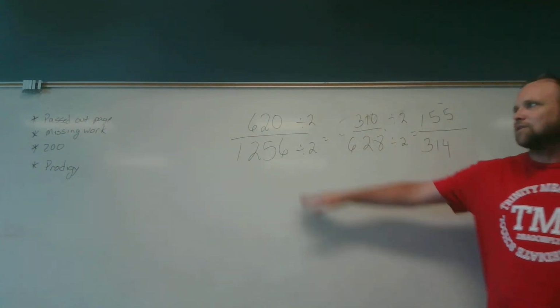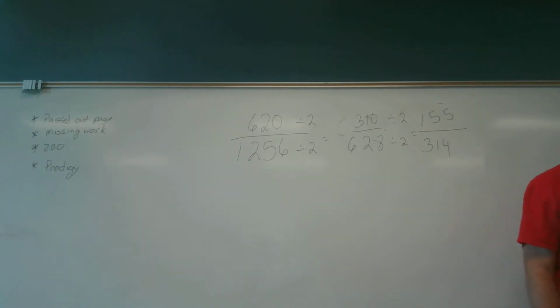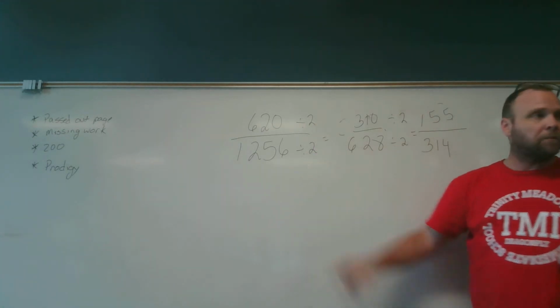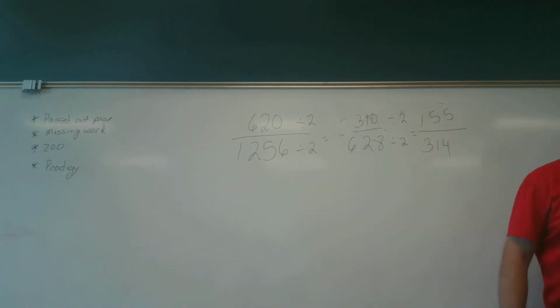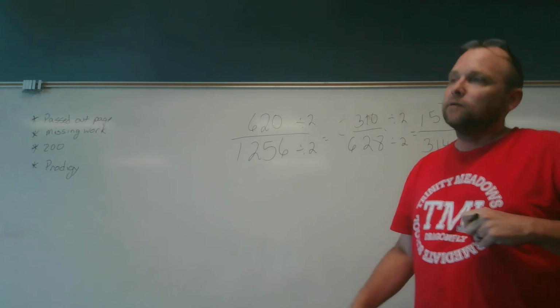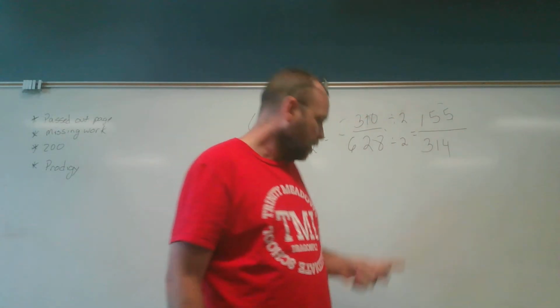Yeah, but I don't want to list all the multiples of 1,256. No, we just divided them by 2, and then 2 again, which means it's divisible by 4. By 1, 2, and 4.